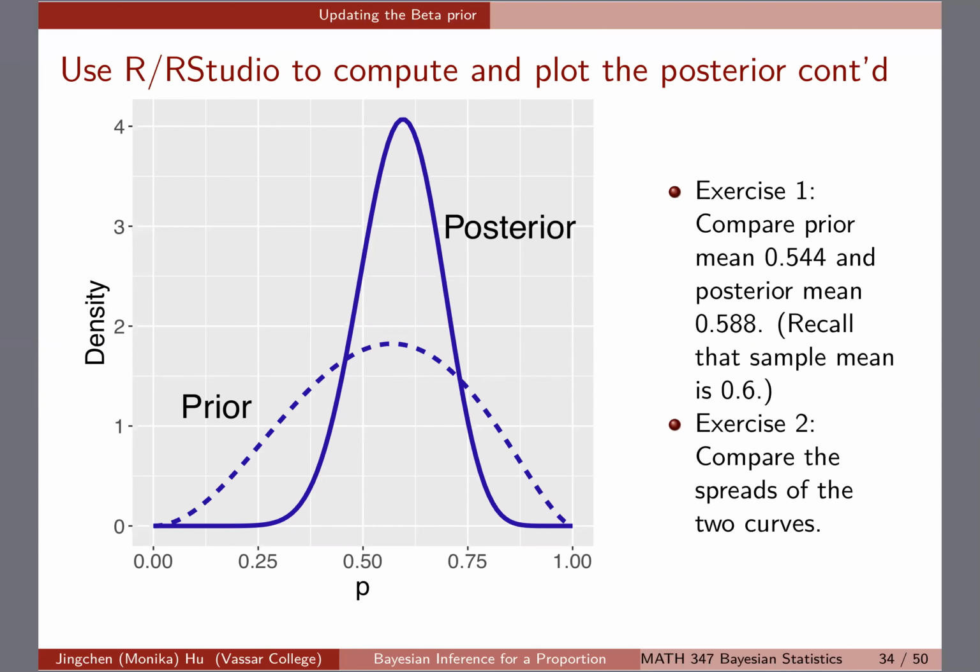And also, very importantly, in exercise 2, compare the spreads of the two curves. So when we say spread, it is really just talking about the range of the p on the x-axis that is being covered. Okay? So think about those two. One is about the mean, the other is about the variance. Essentially, I'm trying to encourage you to think about the differences and similarities between the posterior and the prior in terms of its mean and its variance.